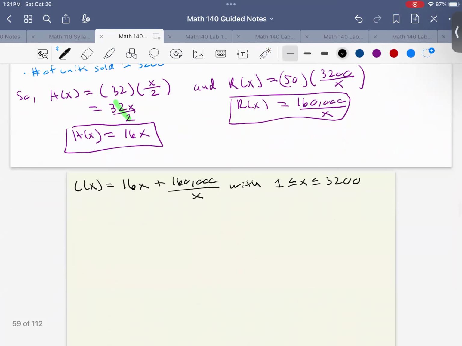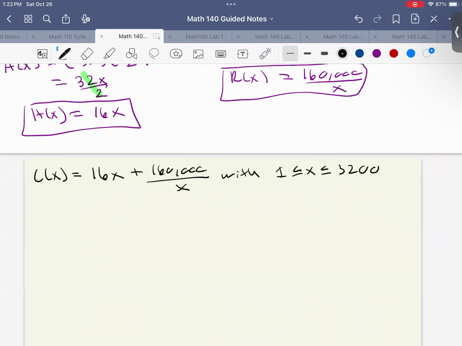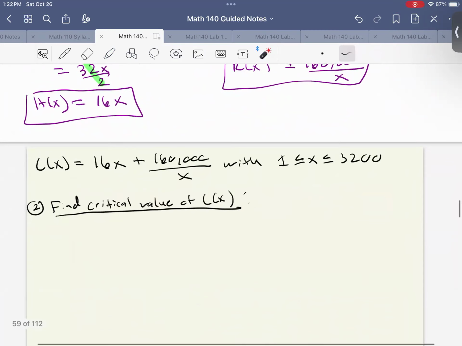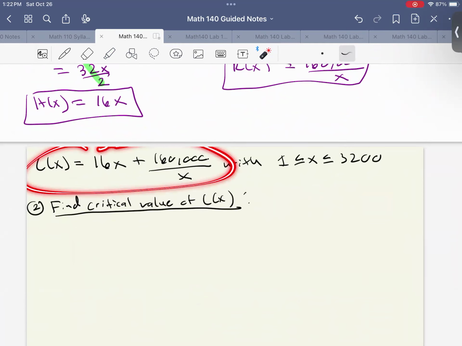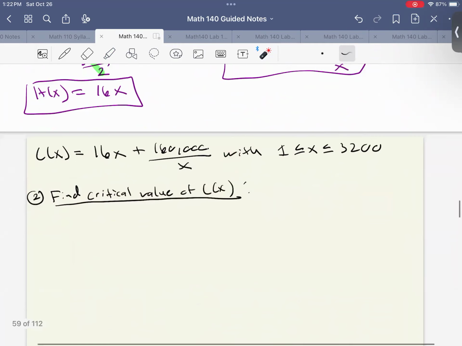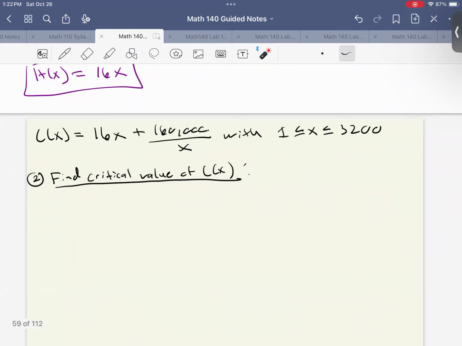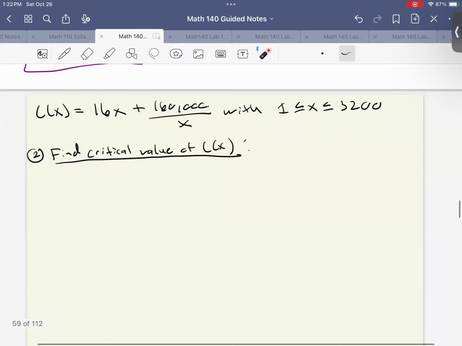So step 2, what I'll write here is find critical value of this inventory cost function. Okay, so I have C of X equals 16X plus 160,000 over X. I need to find the derivative of that. In order to do that, I need to rewrite this a bit. I need to bring this X up, make it X to the -1 so I can apply the power rule derivative to it. So let's go ahead and do that.